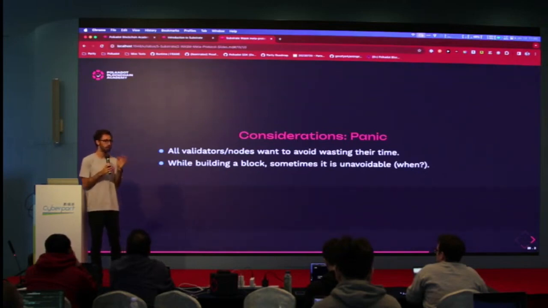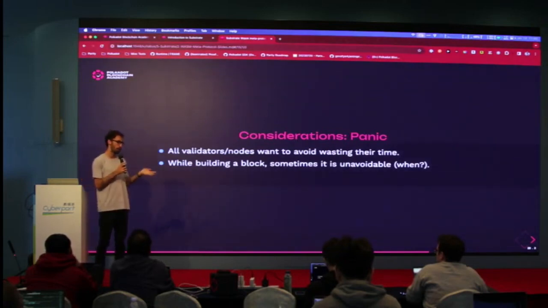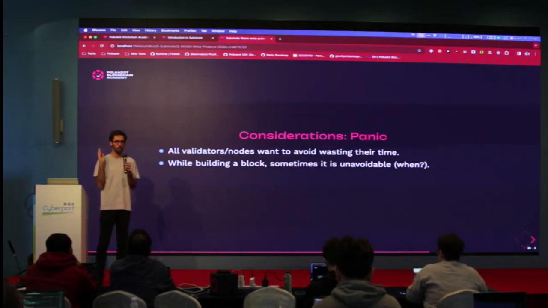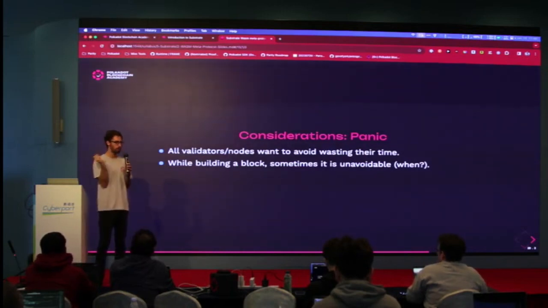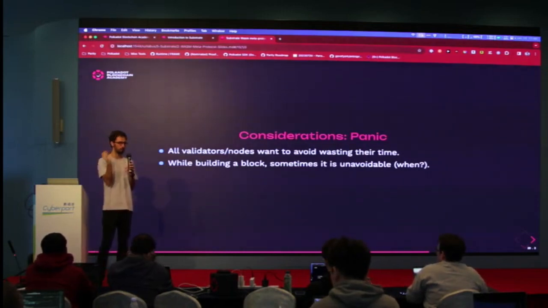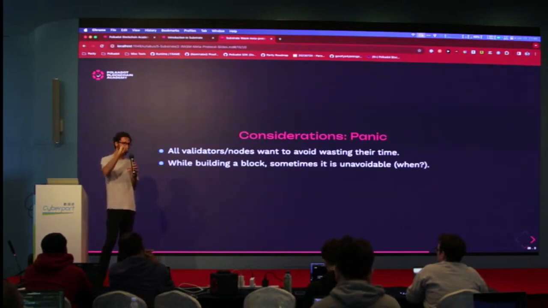It's a little bit more intricate when you are the block author, because as the block author, you might have this situation when you're putting transactions one by one into the block, and one of them might panic internally in apply extrinsic, and then you waste a little bit of time, but you don't want to repeatedly waste your time like this.